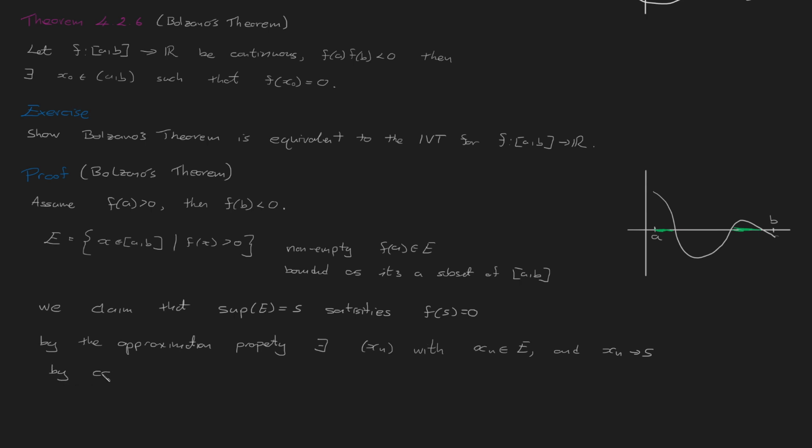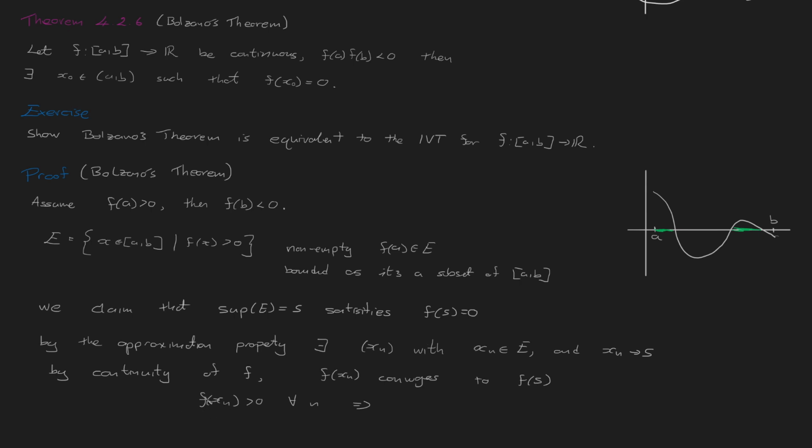So by continuity of f, f of xn converges to f of s. But we know something about f of xn. Because xn lies in the set E, we know that f of xn is greater than 0 for all n.